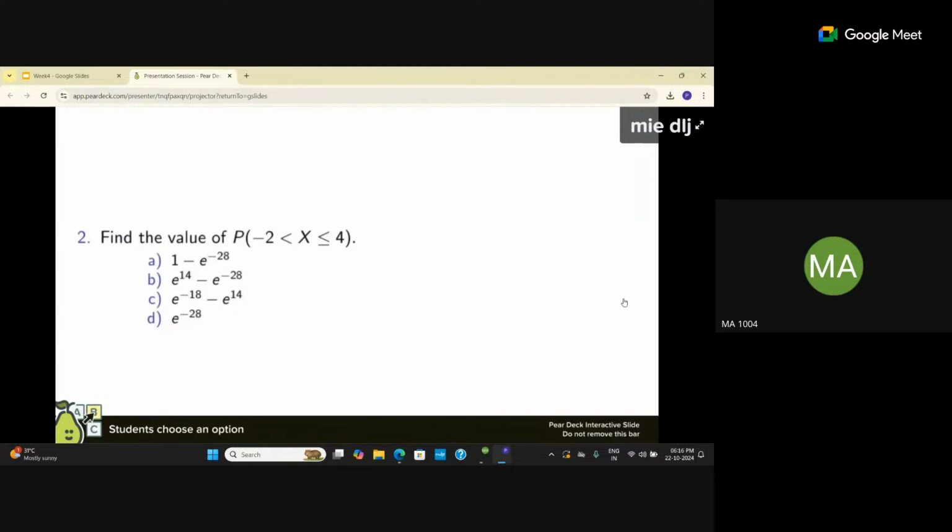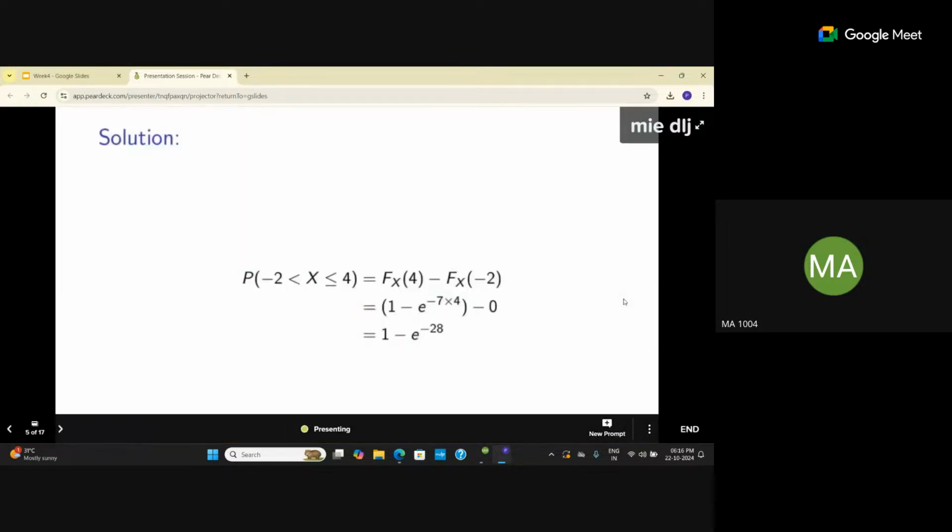Is it done? Yes, ma'am. Option B, I guess. Okay, so let's see the solution. Here what you have to find is that x is lying between minus 2 and taking value less than or equal to 4. So you know this formula, F(b) minus F(a), right?